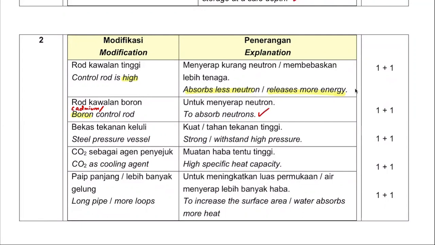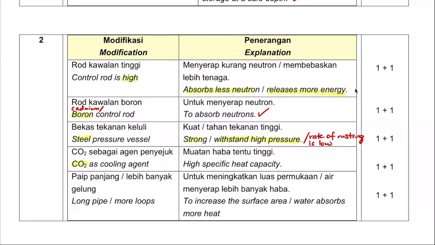And then the pressure vessel. The pressure vessel should be made from steel because it is strong and can withstand high pressure, or you can also say that it does not rust easily. Rate of rusting is low.